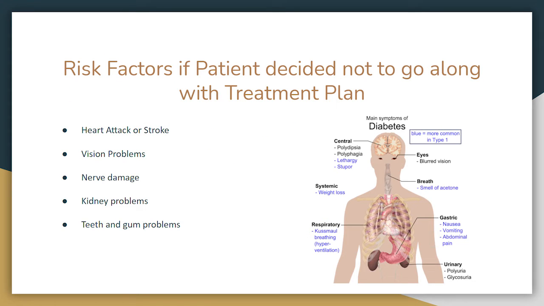Some of the risk factors associated with untreated diabetes include, but are not limited to, increased risk for heart attacks and strokes, heightened risk for vision issues like glaucoma, severe nerve damage, most notably in the feet and legs, complications with the kidney, as well as deterioration in both teeth and gum health.